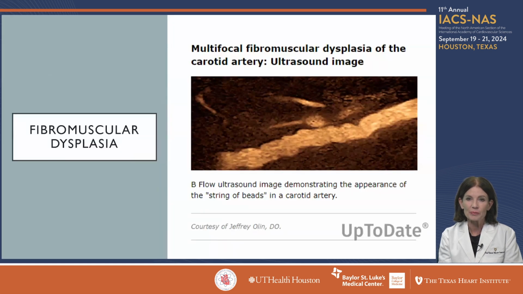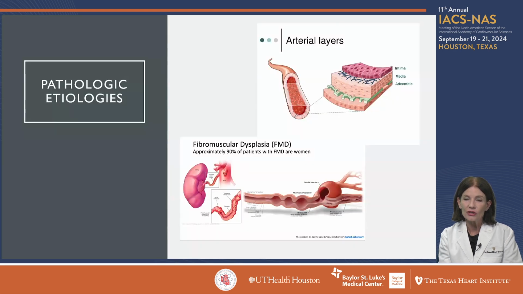So fibromuscular dysplasia is actually known as the string of beads sign on vascular imaging. You can see the three layers of the artery on the top right little schema. It shows the intima, the media, and the adventitia, which are the three layers of the artery wall. And fibromuscular dysplasia is an abnormality, really primarily of the media. You can see the abnormality in the lower box that shows, again, that string of beads, funny view that we're going to talk about.